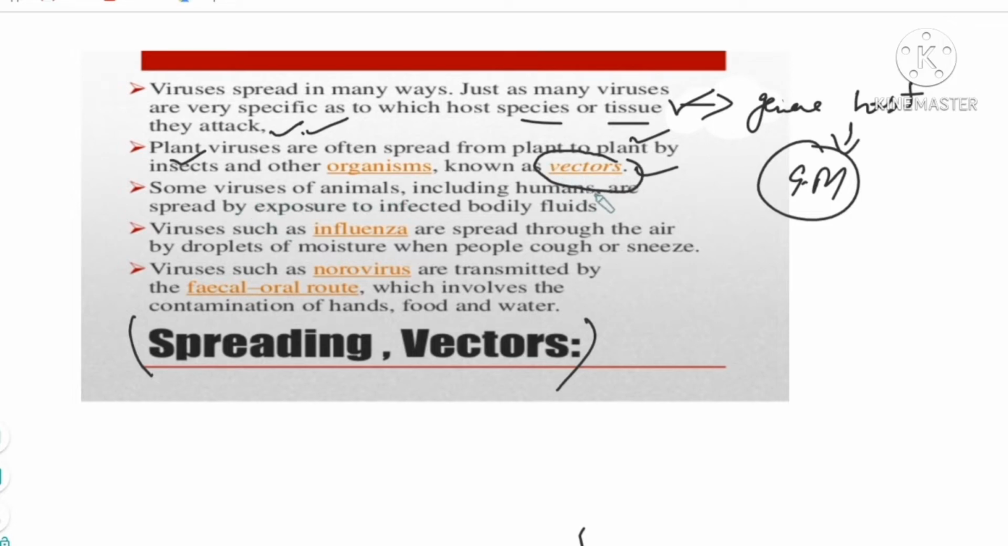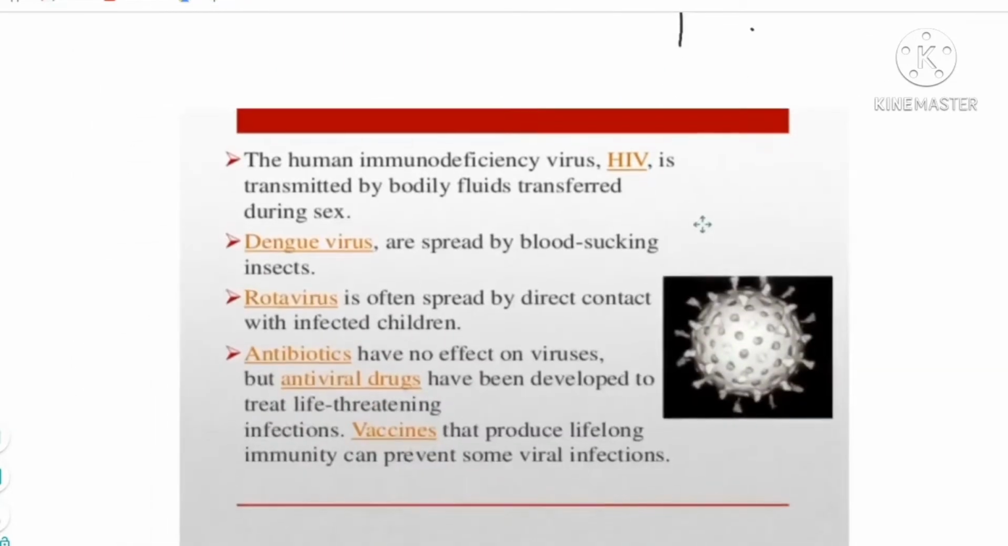Some viruses of animals, including human viruses, are spread by exposure to infected body fluids. Sometimes body fluids can spread this virus to humans. Also, like influenza virus. Influenza virus spreads through air by droplets of moisture when people cough or sneeze. Viruses such as norovirus are transmitted by the fecal or oral route, which involves the contamination of hands, food, and sometimes water also. So these are vectors. That is how this virus spreads to other organisms.